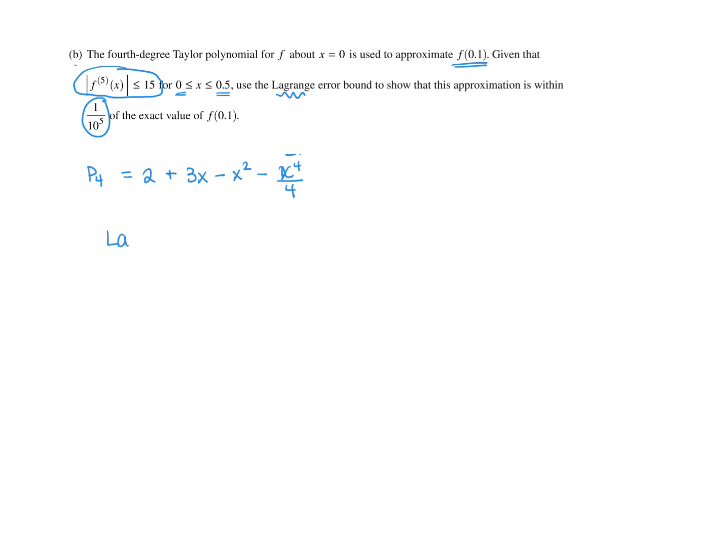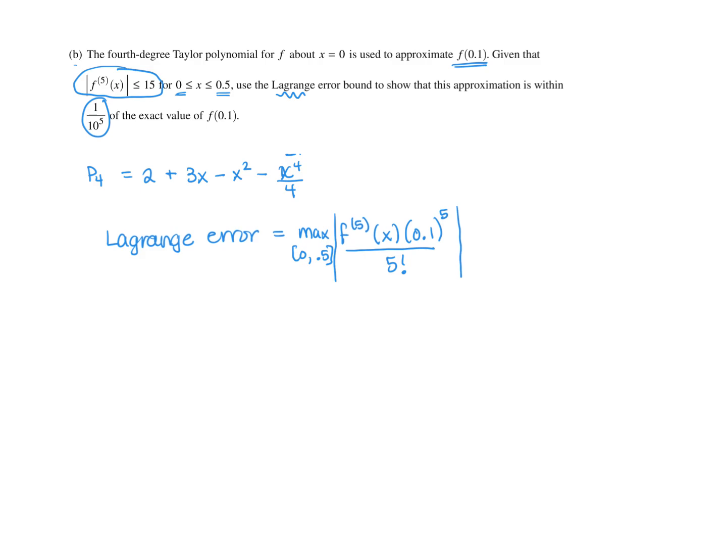Remember, the Lagrange error is basically the next term maximized. So let's go ahead and write the next term. That was a degree 4, so we're going to look at degree 5. So the fifth degree, and then we know we had x minus c, so we're evaluating that 0.01 to the fifth over 5 factorial. And what we need to do is maximize that derivative between where it's centered and where it's evaluated. Now notice they gave us that.